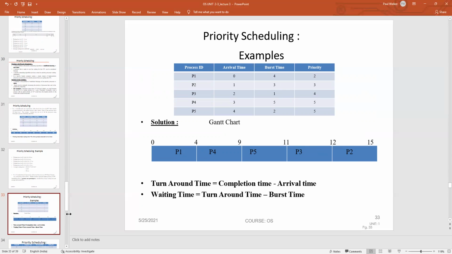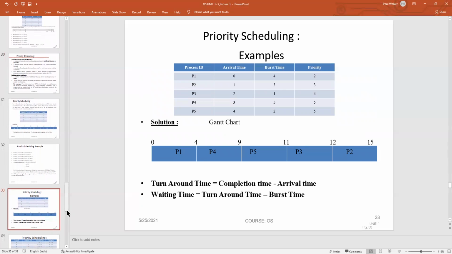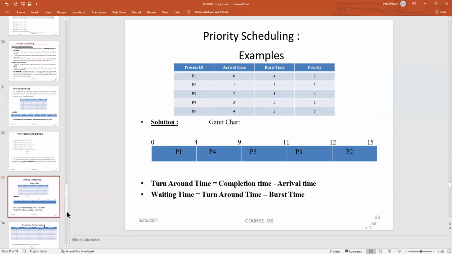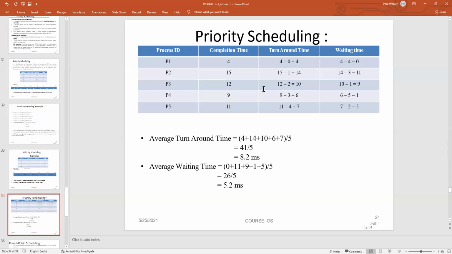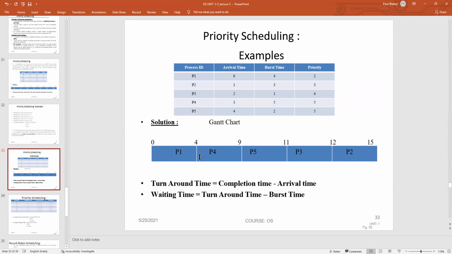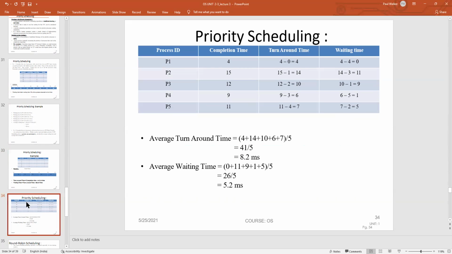Now we have to calculate the turnaround time and waiting time. For the turnaround time, the formula is completion time minus arrival time, and the waiting time is calculated using the turnaround time minus burst time. This is how the completion time is calculated. Completion time is the value we get for each process. That is, P1 is 0, P4 is 4, P5 is 9, P3 is 11, P2 is 12. Like that, the completion value has been calculated.